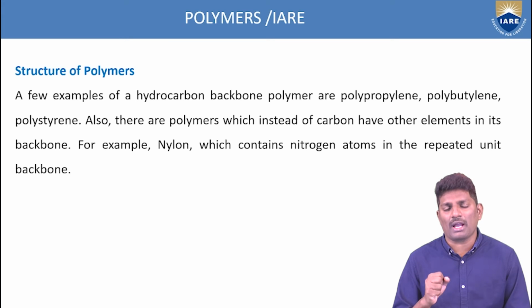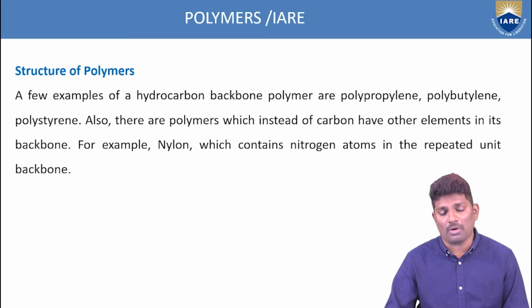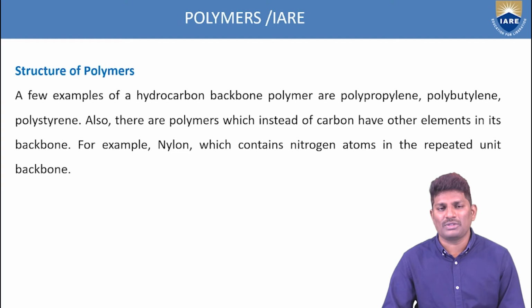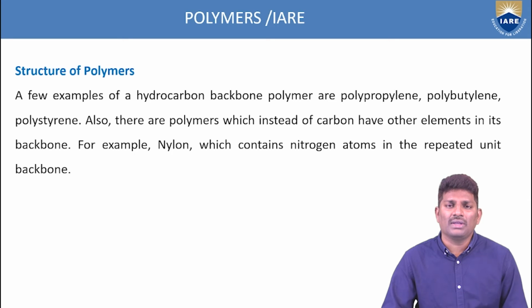So the hydrocarbon backbone type of polymers are polypropylene, polybutane and polystyrene. These are three best examples to describe the hydrocarbon backbone type of structure. And if you want to replace, you can replace with any other type of atom to change the structure as well as increase the bonding between the elements.